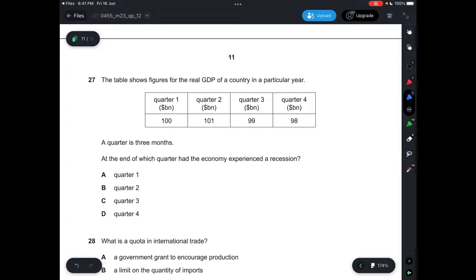So you can see that for quarter 1 to quarter 2 there is a growth. Quarter 2 to quarter 3 there is a slight decrease in the real GDP, and then from quarter 3 to quarter 4 there is also another slight decrease in the GDP as well. But in this case, the quarter that the economy has experienced a recession would be, we were talking about the worst one, so the worst one will be 98 billion, which is quarter 4. So answer is D.